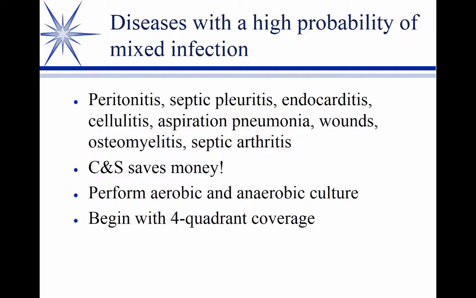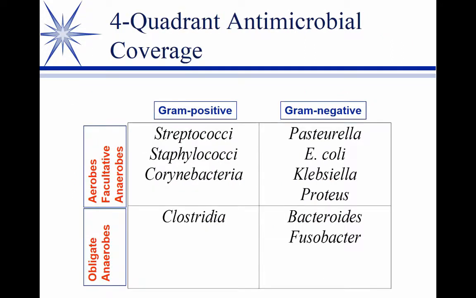But for a lot of these things, we have to start with four quadrant coverage. And I showed you this before. Again, four quadrant coverage just means it covers most of your gram-positive and gram-negative aerobes, facultative anaerobes, and obligate anaerobes. It does not address your special spectra. So four quadrant does not imply anti-pseudomonal activity or anti-enterococcal activity, those sorts of special spectra. But oftentimes, you will use a lot of four-quadrant coverage, at least initially, okay? And then hopefully you'll get culture and susceptibility results back to let you tailor that down to the best drug.